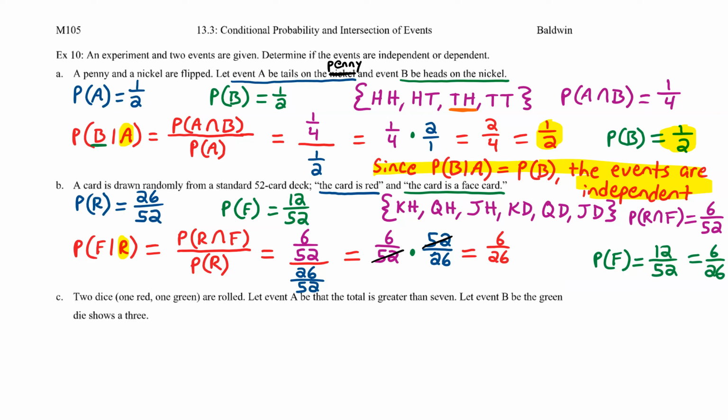So we're comparing these two probabilities to see if they're equivalent, because that's what's going to determine if they're independent or not. So again, since the conditional probability of F given R is equal to the probability of F, the events are independent.